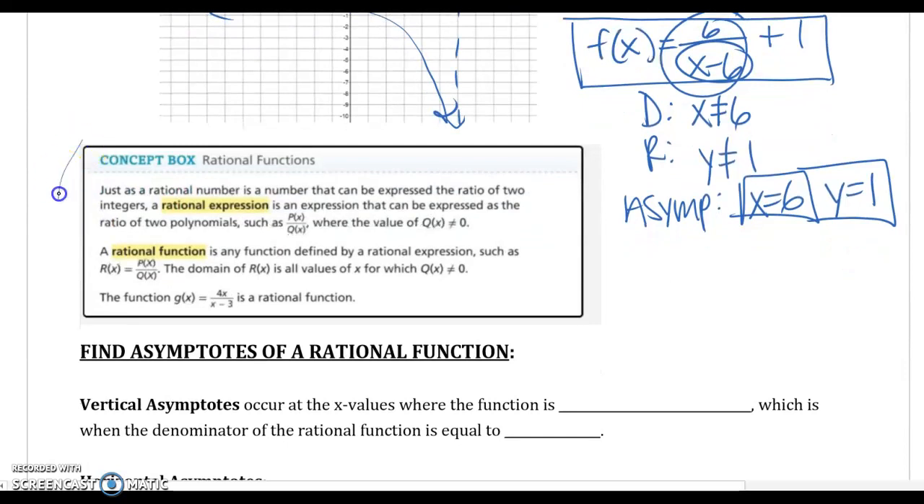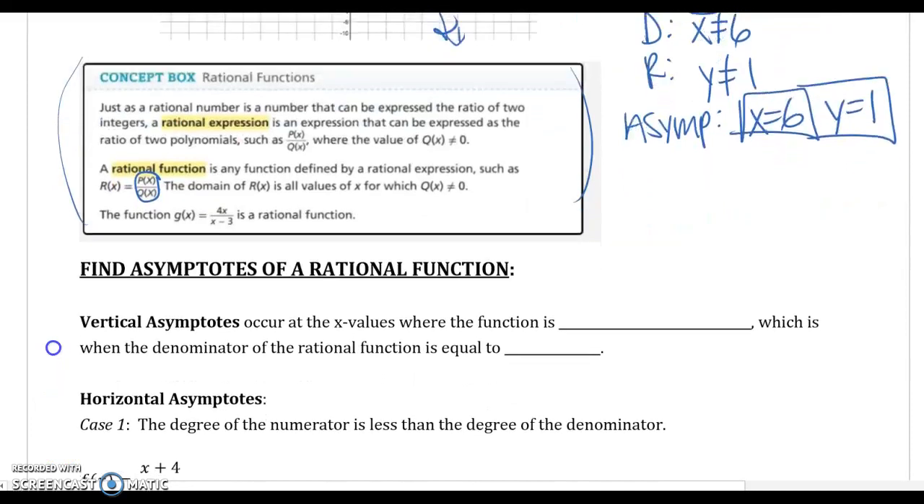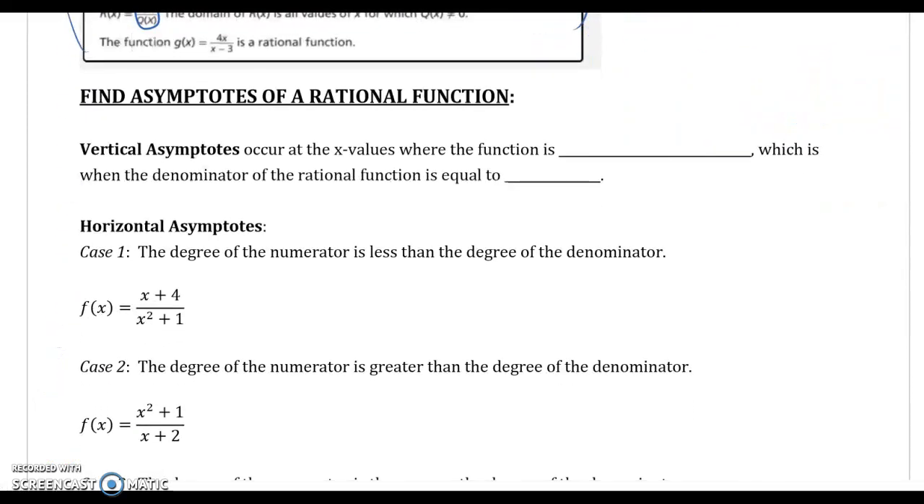I'm not going to talk too much about this concept box, rational functions. Basically, you end up with a fraction with a polynomial on the top and the bottom. So for asymptotes of rational functions, the vertical asymptotes are about the same as what we've been doing. They occur at the x values where the function is undefined, which is when the denominator of the rational function is equal to 0. Horizontal asymptotes are a little bit different.